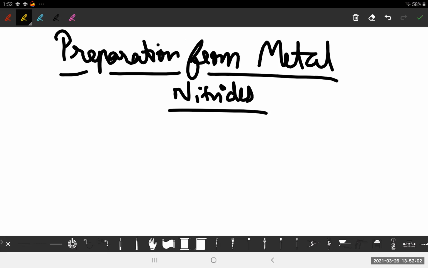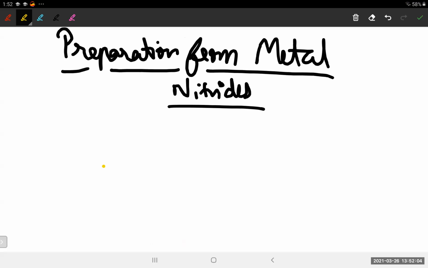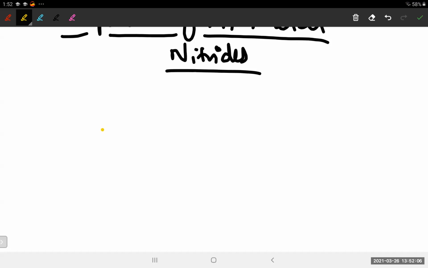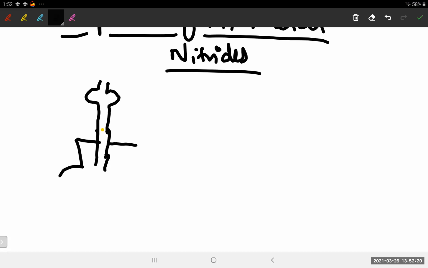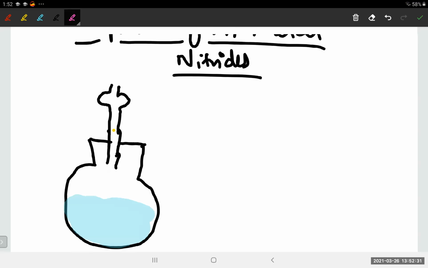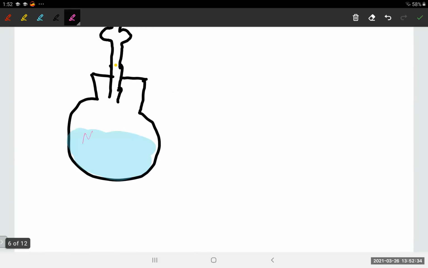We are having warm water. So I'll just make the apparatus, how it looks, and then you will be very clear with it. We have an apparatus with a thistle funnel containing warm water. As you can see, this thistle funnel goes inside a round bottom flask, and this flask is having the metal nitride.